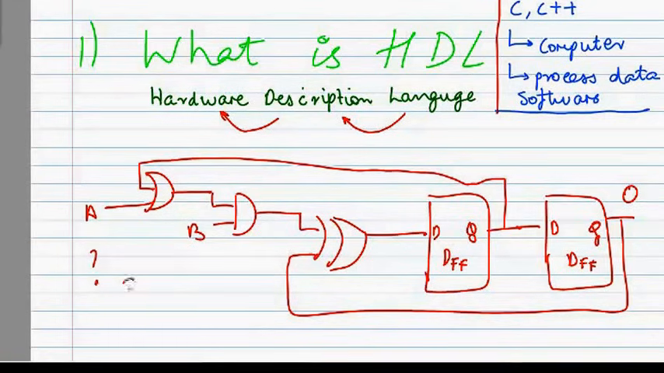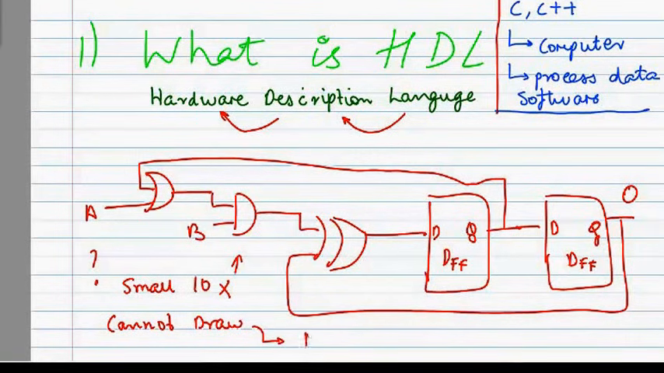This is a very small circuit, but imagine something 10 times the size of this, that has 10 OR gates, 10 AND gates, 10 XOR gates, and 10 flip-flops. I cannot draw this. The reason is it would consume a lot of time, and also it is not scalable. Scalable as in we cannot keep drawing bigger and bigger circuits.